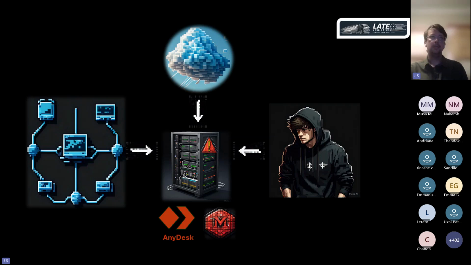And then the third option that we want to look at is our own network. Maybe something else on the network was compromised and they were able to pivot across the network to this box.